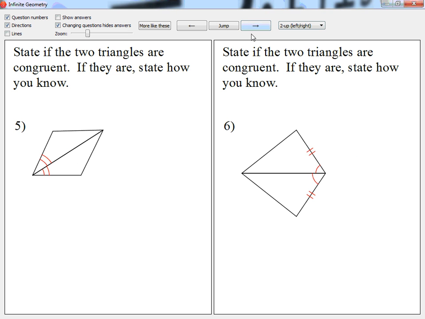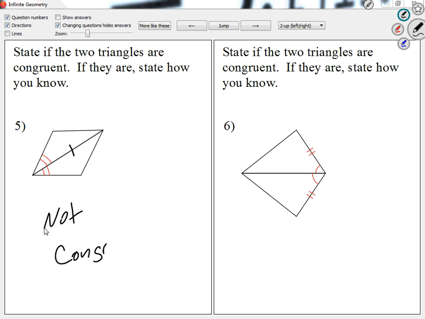Alright, let's take a look at number 5. I can legally mark that side because they both share it. Is number 5 congruent? No. I only have 2 markings per triangle. Remember, you need 3. There's only 2 on each, so not congruent. You need 3 markings on each, either 3 sides or 2 sides and the included angle. We're going to include more rules later, but for right now we only have those 2.